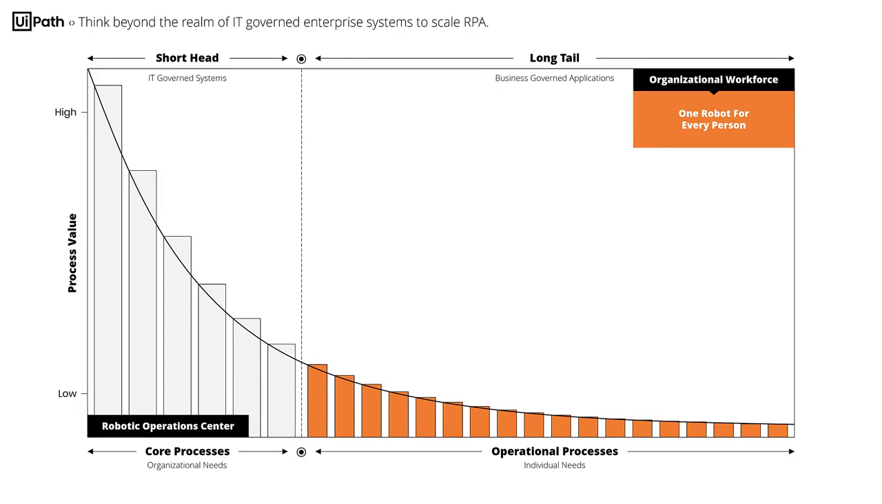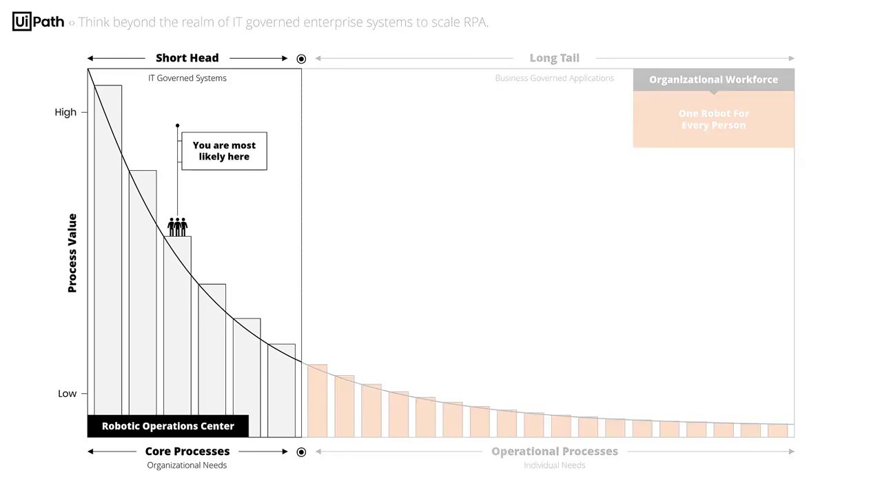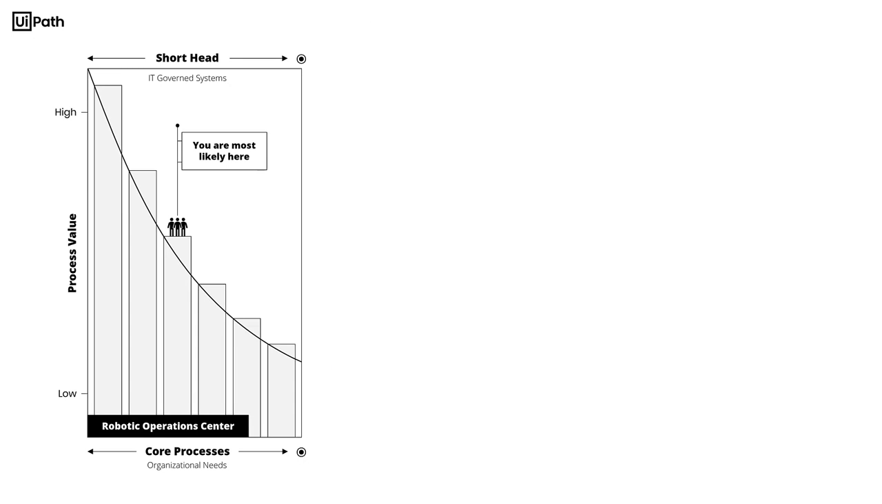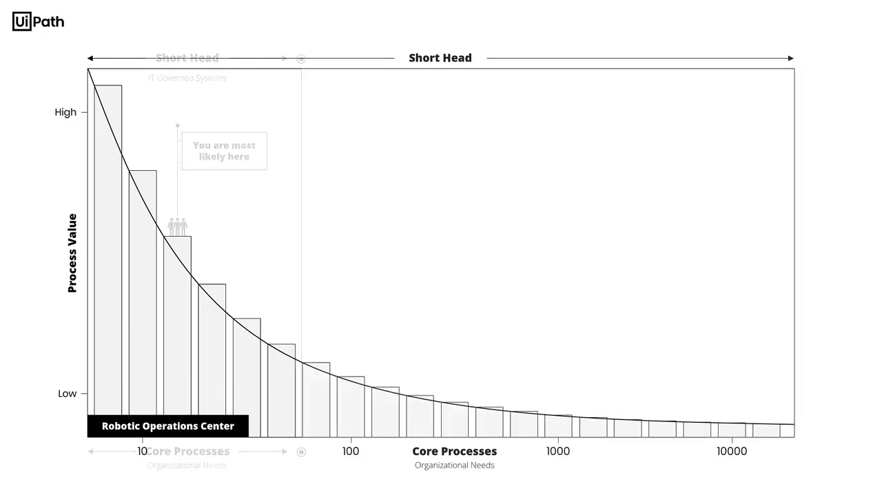Now, what we have seen and still see in our projects is that most of our customers are somewhere in the middle of the shorthead, still struggling automating their core business processes. So for that reason, let's focus on the shorthead for the next few minutes. Now, when we expand the shorthead again, we see the same pattern as before. We see business processes that are more valuable than others. Now let's discuss the challenges we are facing in automating these business processes.